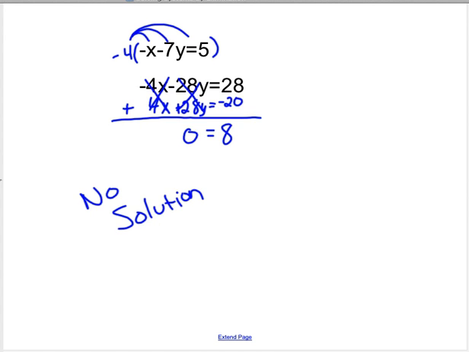And that is how you solve systems of equations by the elimination method.